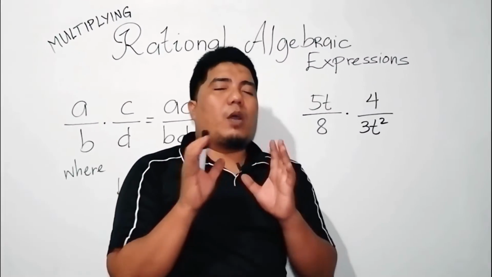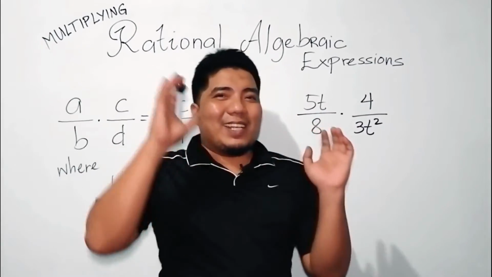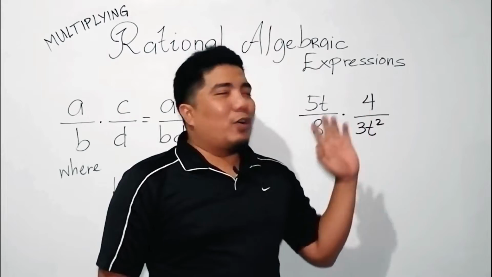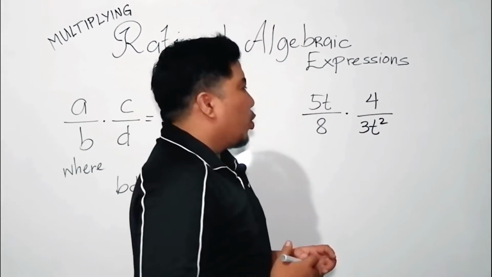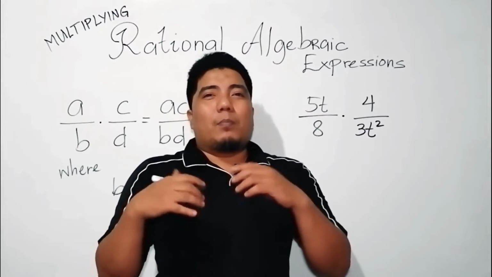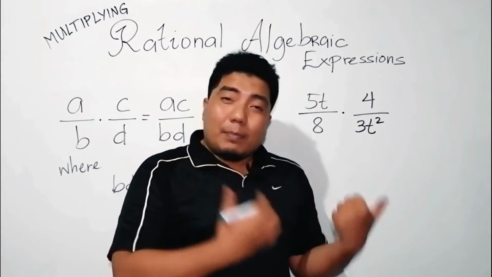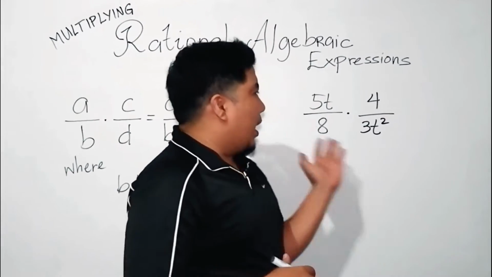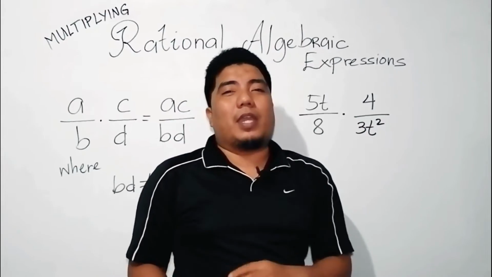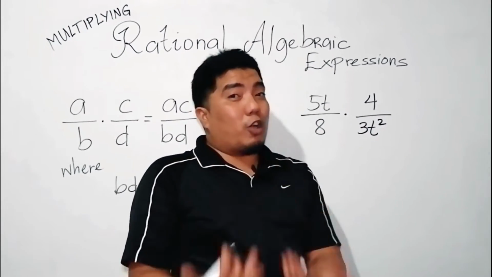Okay, math learners, for our actual formal example for this topic, we have here 5t over 8 times 4 over 3t squared. What you will do here is very simple. Monomials can be cancelled by monomials. Binomials can be cancelled by binomials. As we can see here, both are monomials, so they can be cancelled, except that they should also have a common factor.